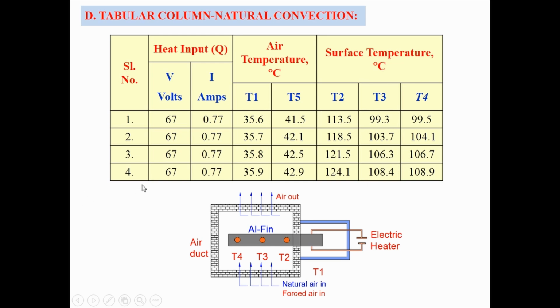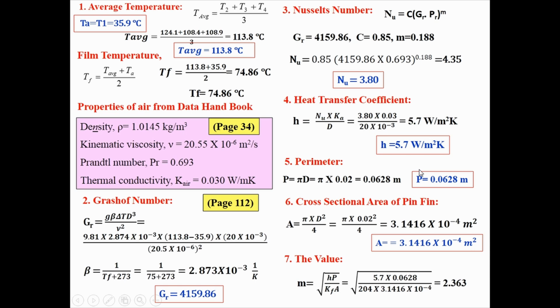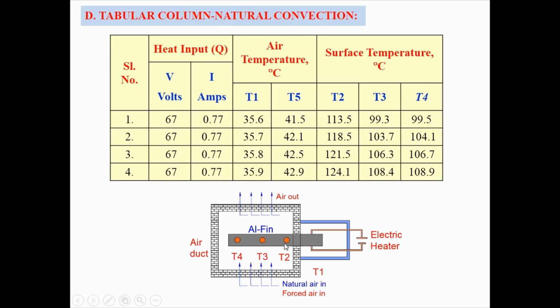Once you take the readings, then you have to do the calculations. You can see here. I can do only one specimen's calculations; similarly, you have to follow the procedure for the other readings also. What is the first parameter? That is average temperature. The average temperature is T2 plus T3 plus T4 divided by 3. You will get the average temperature.